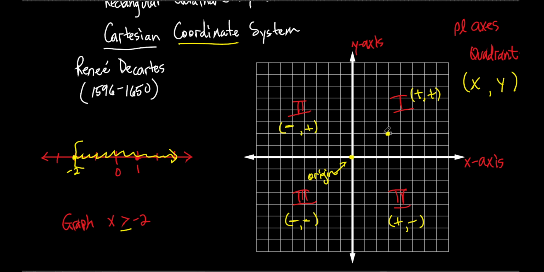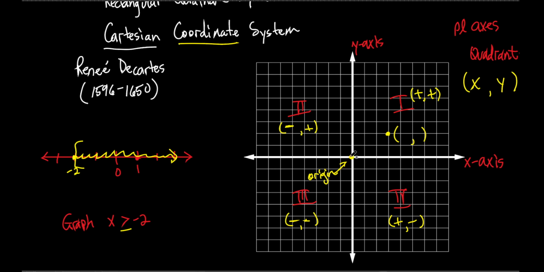So if you start here and you want to go to this point right there, where do we go first? How many places? I go 3 places to the right. So that's a positive 3. So what I'm going to do is make an ordered pair. We call it an ordered pair because it has to be in a particular order. We have to go in the x direction first, then we go in the y direction.